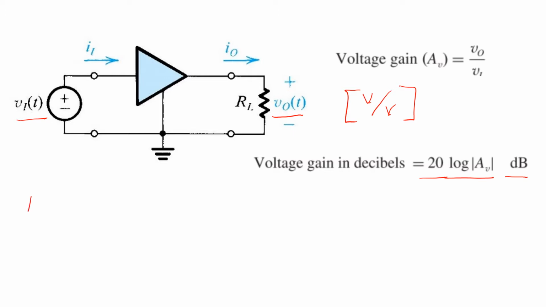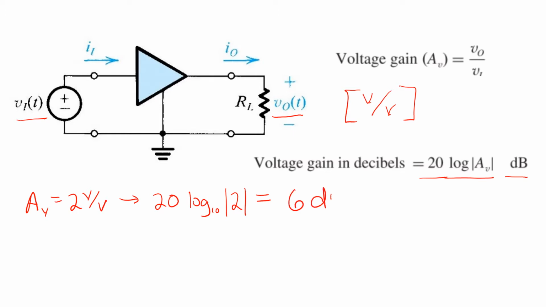For example, if we have a voltage gain of 2 volts per volt, we can express that in dB as 20 times log base 10 of 2. Notice we use the absolute value of the voltage gain because the logarithm of a negative number, strictly speaking, is not defined. If you punch this into a calculator, you'll see that it's very close to a value of 6 dB. This is a useful fact to keep in mind. Whenever you've got a gain of 2 volts per volt, that's equal to 6 dB.